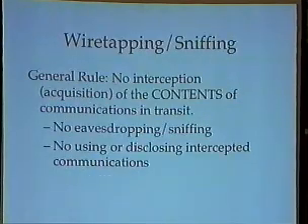Okay. As a general rule, you are not allowed to intercept or acquire the contents of electronic communications while they're in transit. No sniffing. No unauthorized eavesdropping, and once you get information, you're not allowed to disclose it. So you can't get it, and if you get it, you can't tell anybody. That's the general rule.